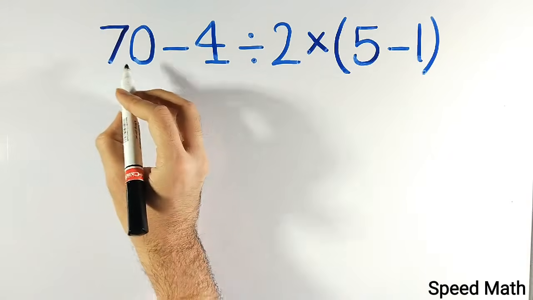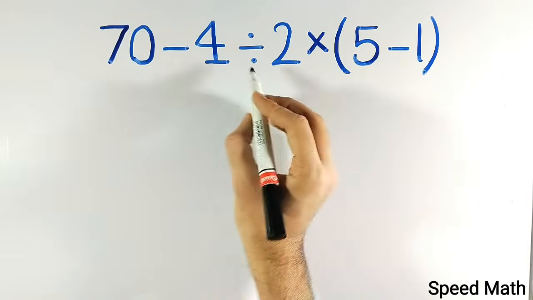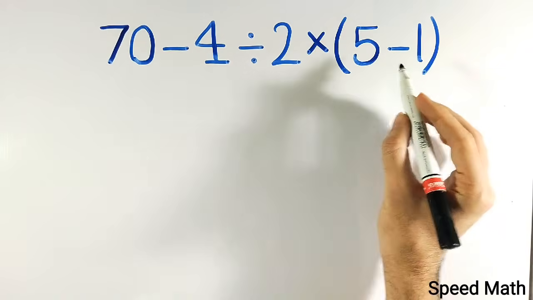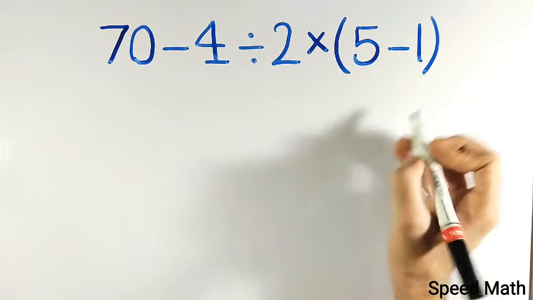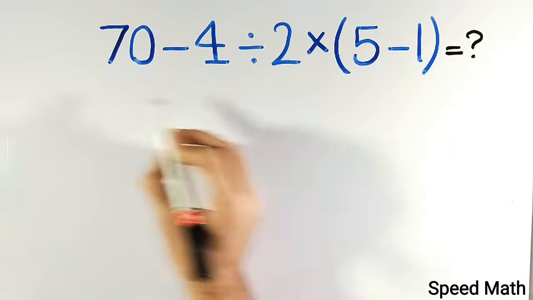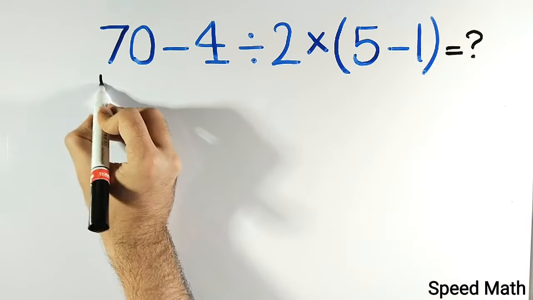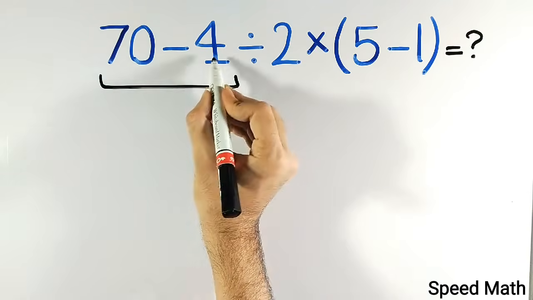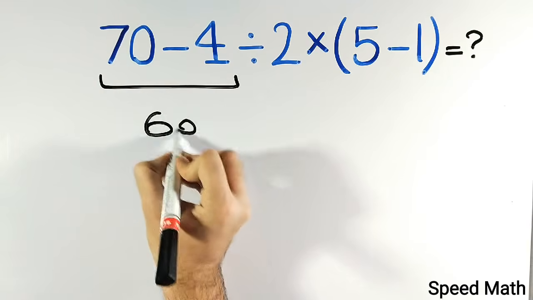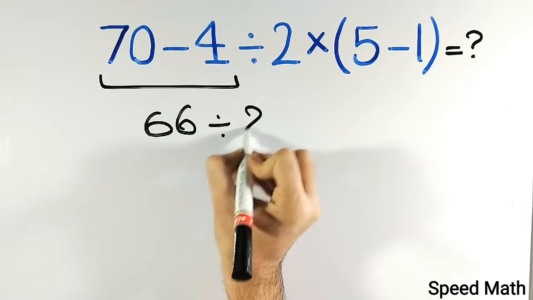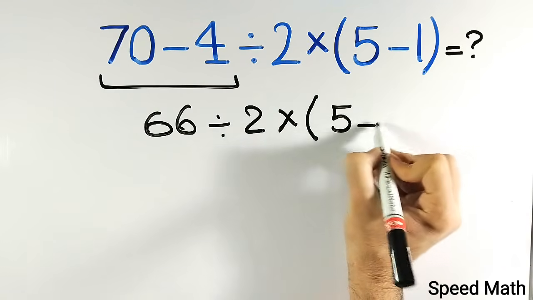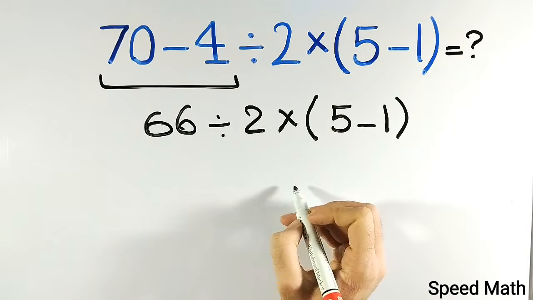If we have the expression 70 minus 4 divided by 2 multiplied by (5 minus 1), then what is the correct answer of this question? Many people when solving this question first go for the subtraction between 70 and 4, and instead of this expression they write 66 divided by 2 multiplied by (5 minus 1).